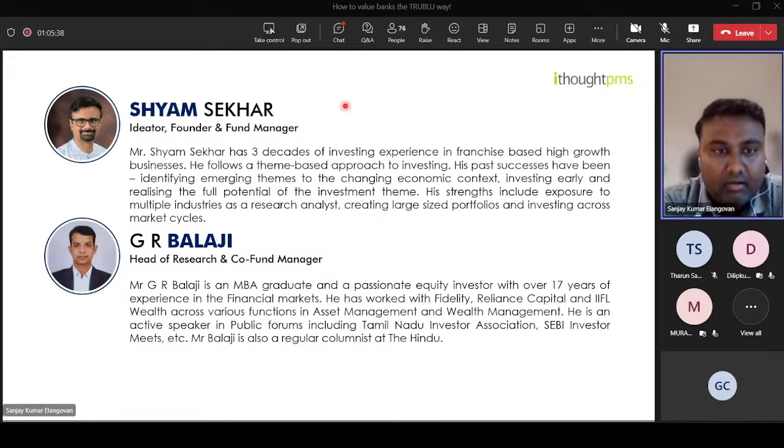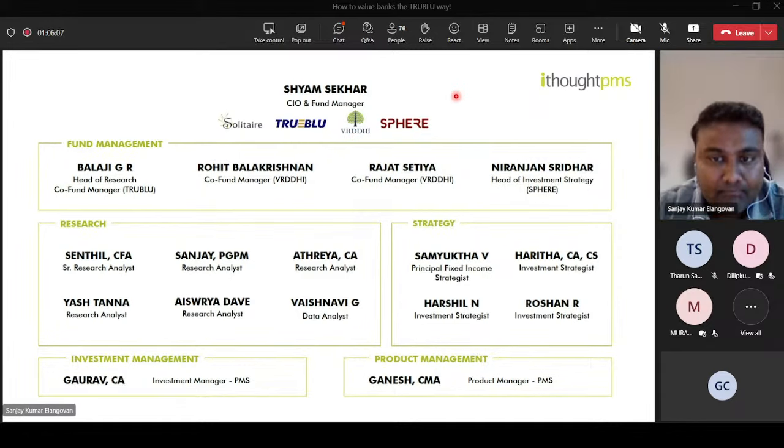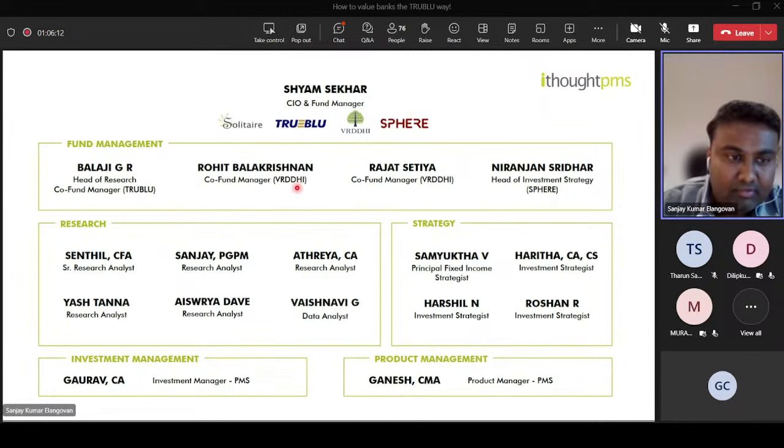Investment team: ithought was founded by Mr. Shyam Shekhar, a well-known investor. He has 3 decades of investing experience, and the co-fund manager is Mr. G.R. Balaji. This is the complete team at ithought. So we have 4 funds. Solitaire is our multi-cap fund. TrueBlue is what we spoke about now, a pure large cap PMS product. Riddhi is a small and micro cap PMS product. Spear is a multi-asset PMS. And for each of these funds, we have respective fund managers, and I am part of the research team.